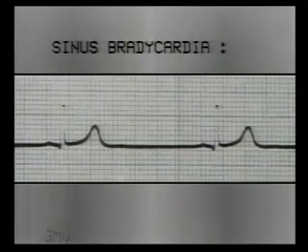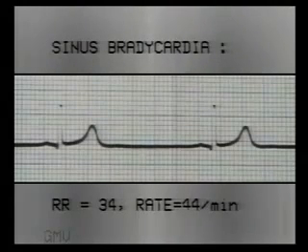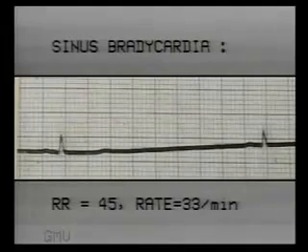In such a case, if the heart rate is below 60 per minute, that is RR interval is more than 25 small squares, it is termed as sinus bradycardia. In this ECG, the RR interval is 34 millimeters. So the heart rate is 44 per minute. P wave, PR interval and QRS are normal, indicating sinus rhythm. So this is sinus bradycardia.